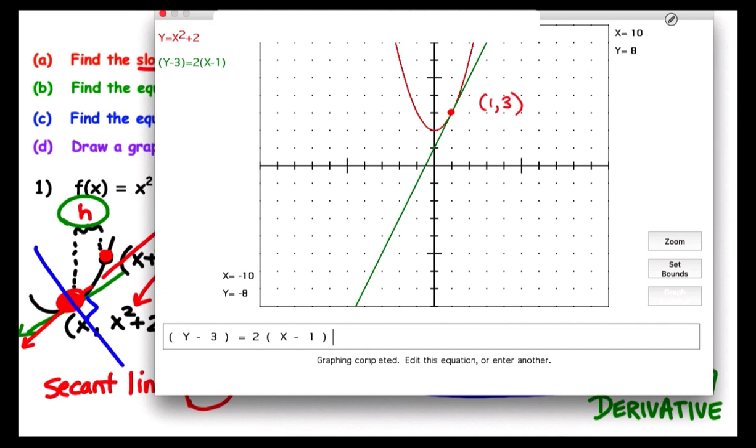And, of course, the normal line will also go through the point 1, 3. That's why it's nice we don't have to fumble around with changing the parentheses. We'll just change the slope to -1/2. And voila, right through the same point, forming a perfect right angle right there. There you go. That's part D. All 3 have been graphed. Great job, everybody. We've done the first example.